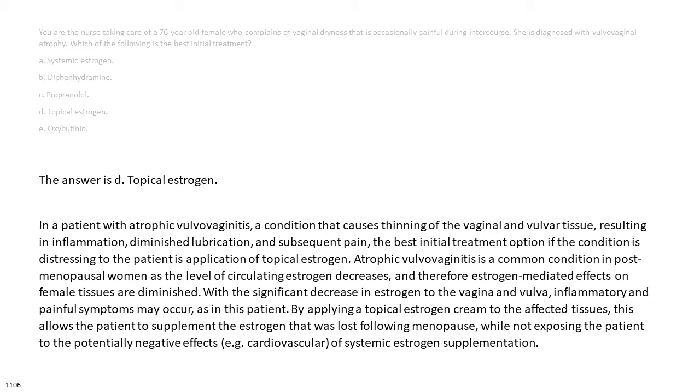With the significant decrease in estrogen to the vagina and vulva, inflammatory and painful symptoms may occur, as in this patient. By applying a topical estrogen cream to the affected tissues, this allows the patient to supplement the estrogen that was lost following menopause, while not exposing the patient to the potentially negative effects, for example cardiovascular, of systemic estrogen supplementation.